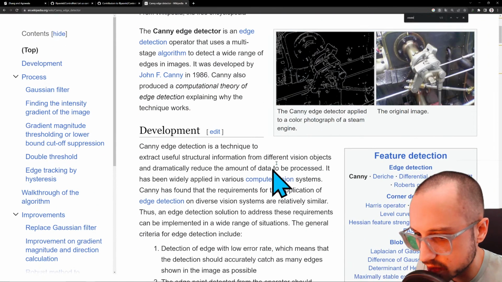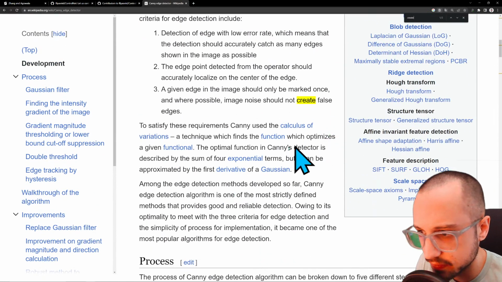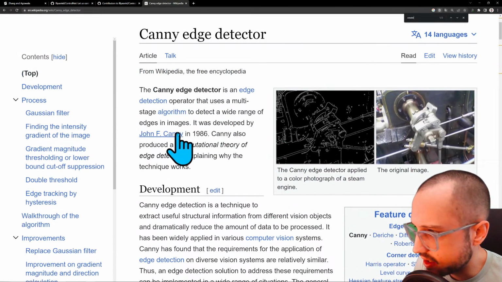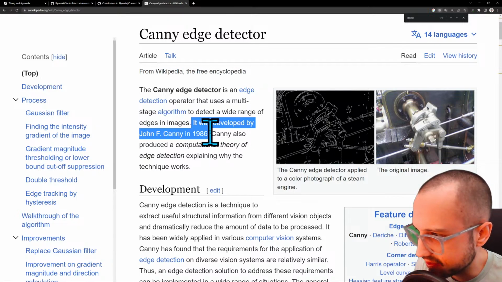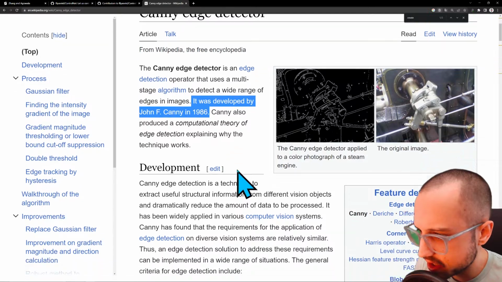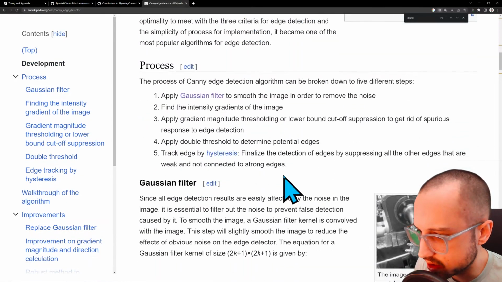Okay. Maybe we don't have the date, but basically the way that... okay, here we go. It was developed by John F. Canny in 1986. So this is quite old now. And basically the way it looks is it looks for the gradients.